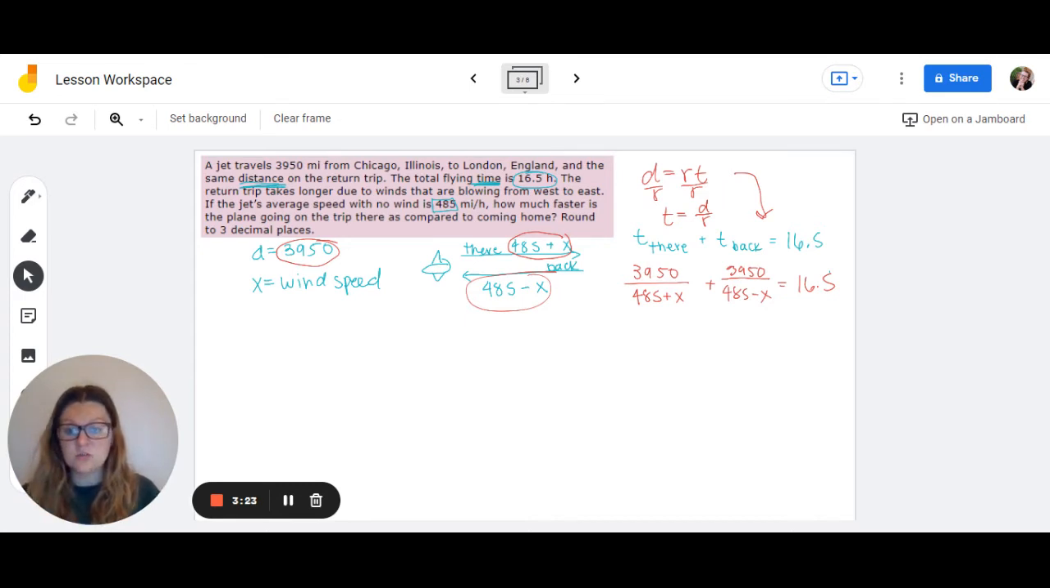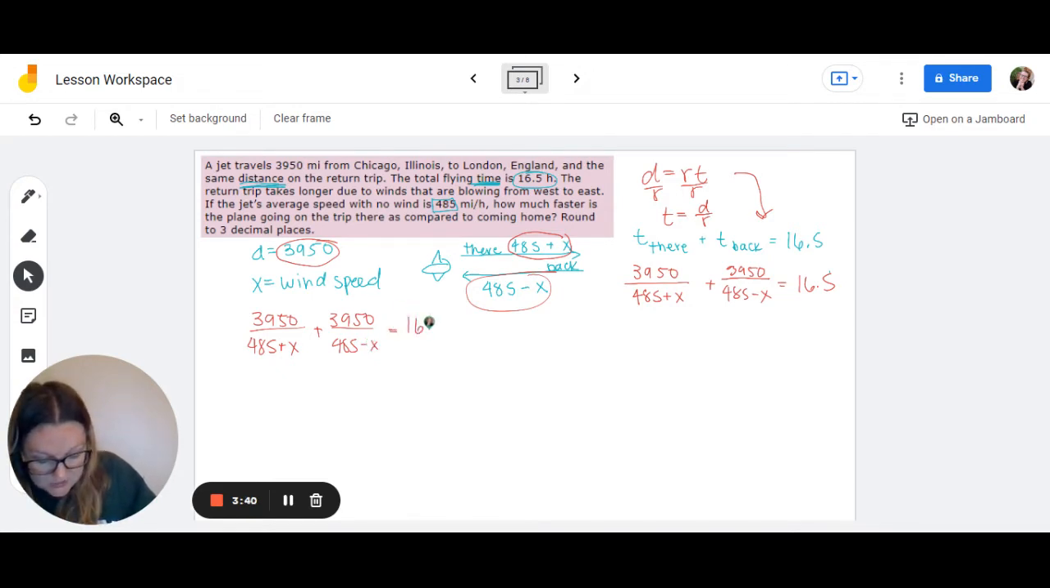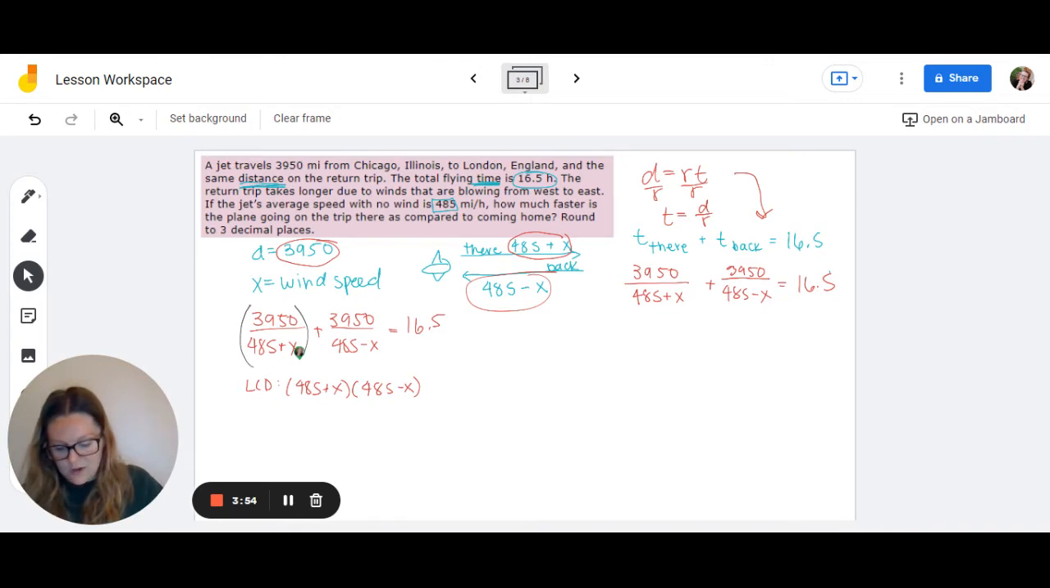After that, all we're going to do is solve this equation. Give me a second while I write it down. 485 plus x. My first step is I'm going to want to find my least common denominator. 485 plus x times 485 minus x is going to be my least common denominator, because I do not have any of the same factors in either of the denominators, although they look pretty similar. From that, I'm going to multiply this left side. It is missing the 485 minus x, so I'm going to multiply that by 485 minus x. This right side here, I'm going to multiply by 485 plus x.